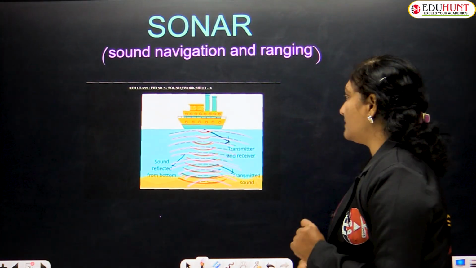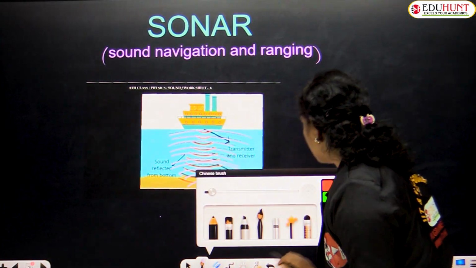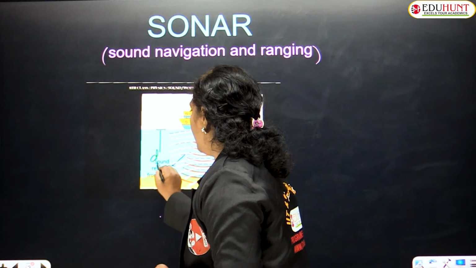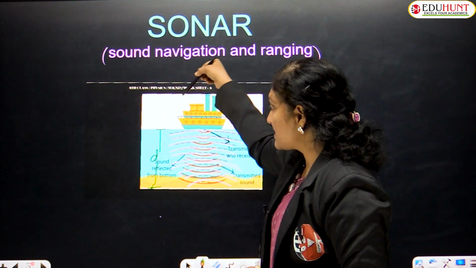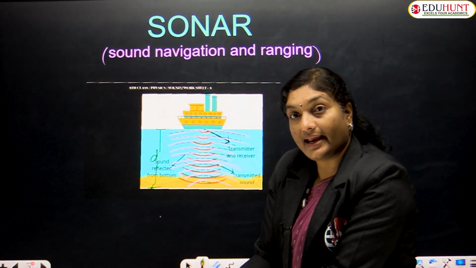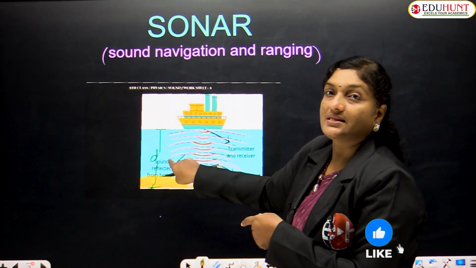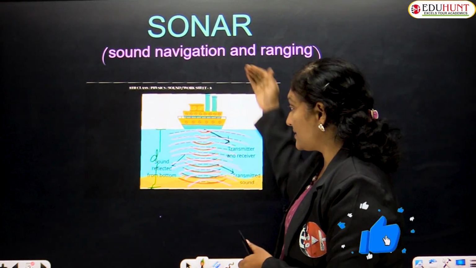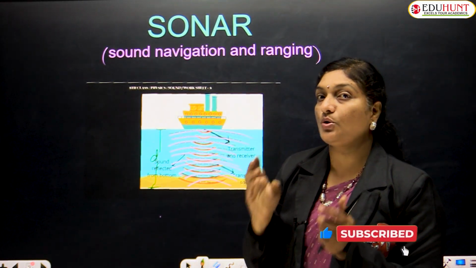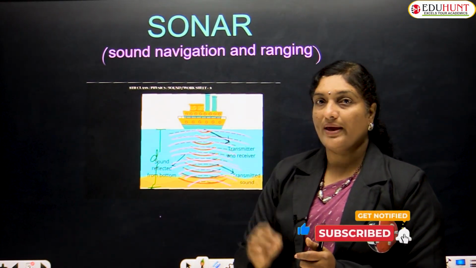In order to calculate the depth of the sea, let us suppose that the total depth of the sea is some d. These waves travel d distance deep inside the water and again travel back the same distance d to the ship. Inside the water d distance and again back to the ship d distance. So the total distance covered by these waves is 2d.